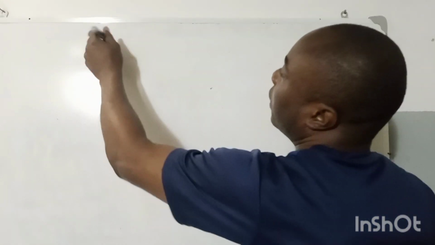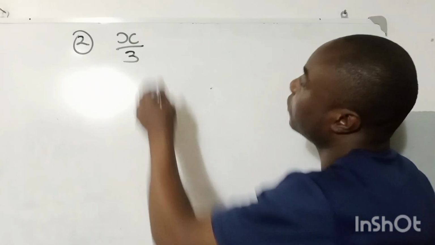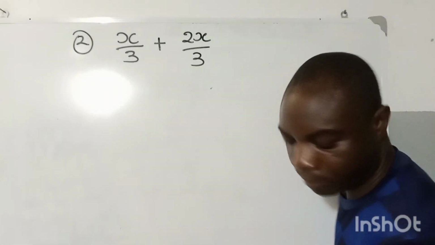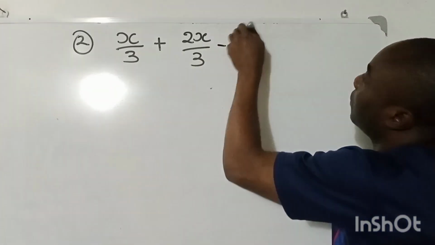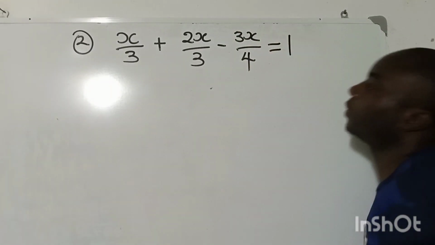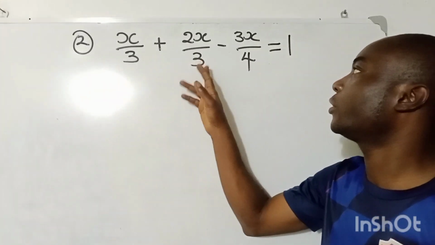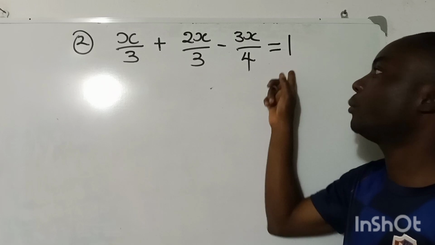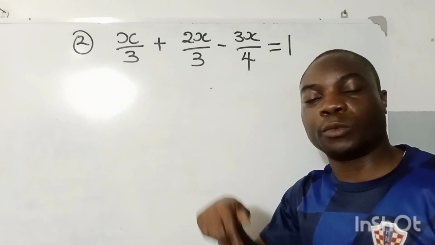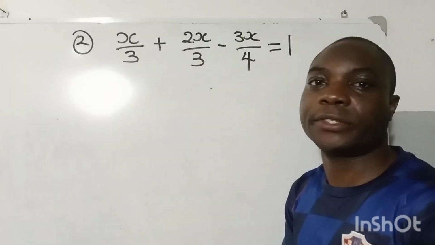For our question 2, we have x over 3 plus 2x over 3 minus 3x over 4 is equal to 1. So in answering this question, similarly, we ask ourselves what's the LCM of 3, 3, 4, and an invisible 1 that is here, because every whole number has a 1, which is its denominator. All right. So the LCM of 3, 3, and 4 is 12.